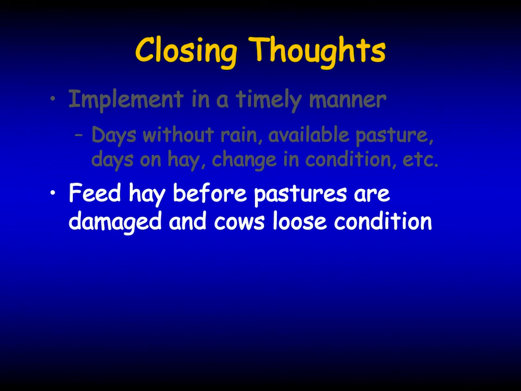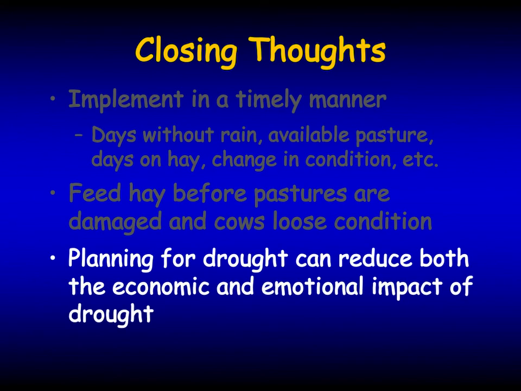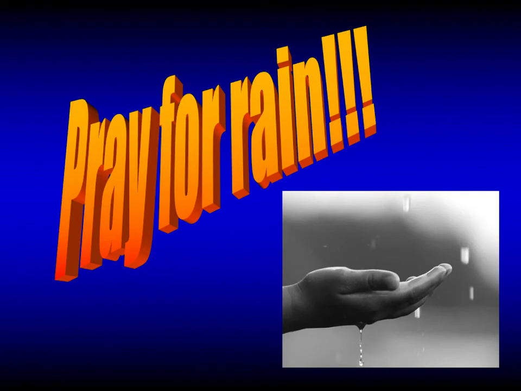Feed hay on pastures before they're damaged and cows lose condition. And planning for drought can reduce both economic and emotional impact. There's not a lot of worse feelings than having a bunch of cows that you don't know how you're going to feed them during a drought. So a little planning ahead of time can really reduce that emotional impact. Never hurts to ask the good Lord for a little bit of rain, right?